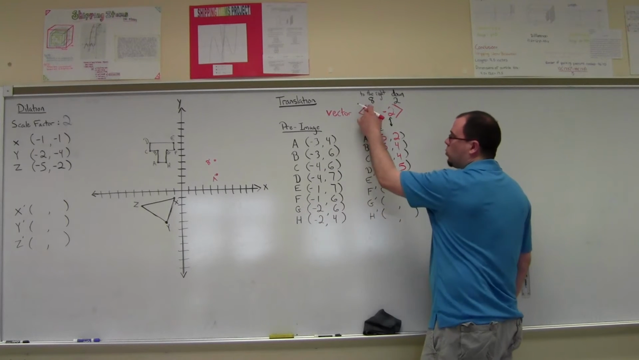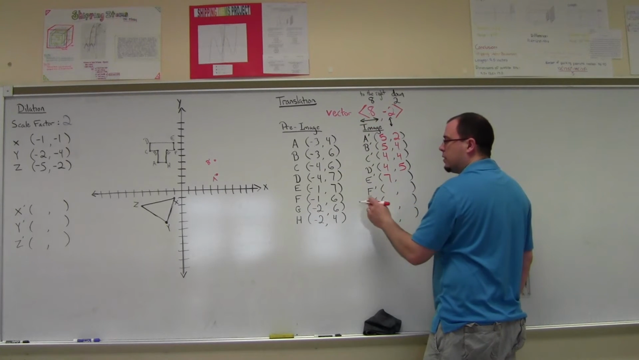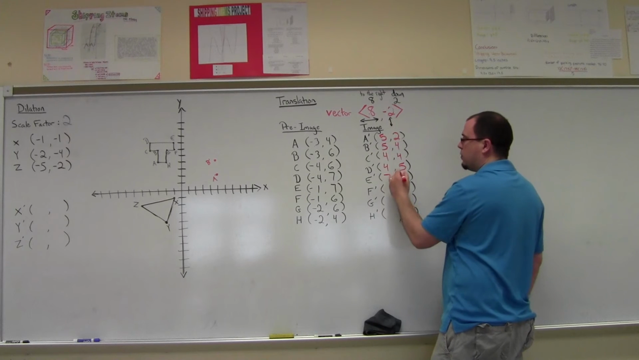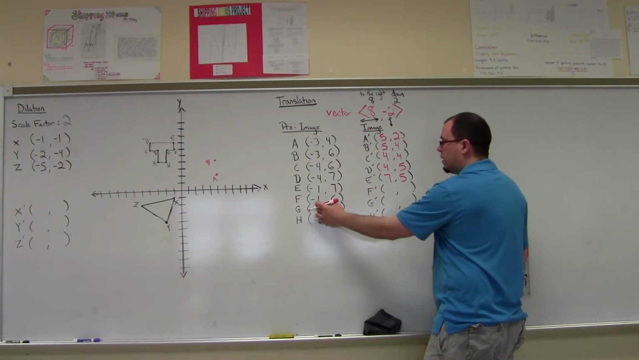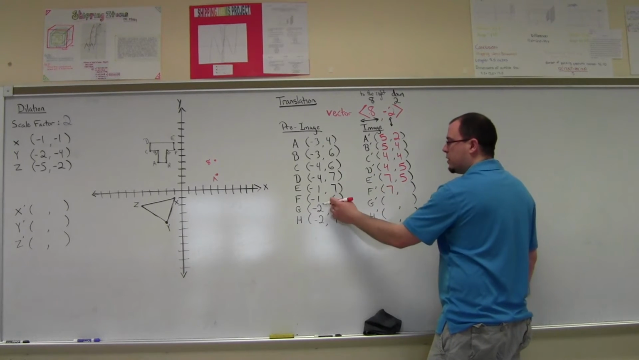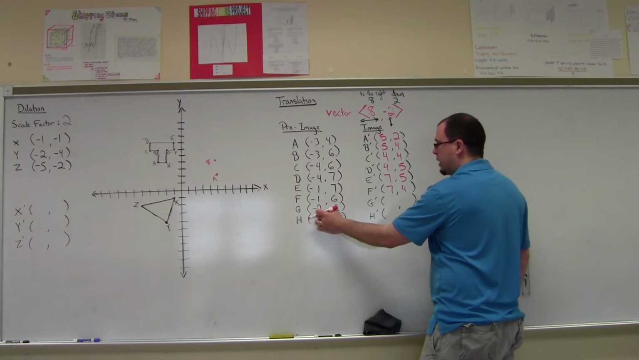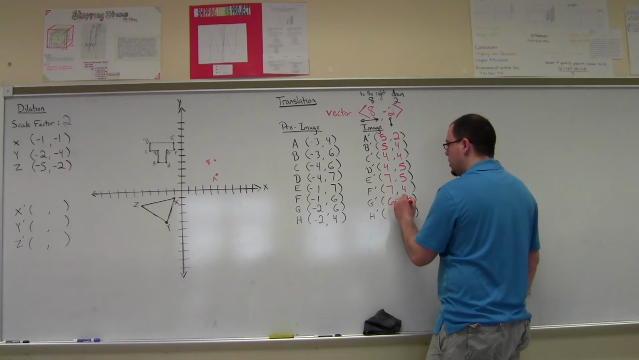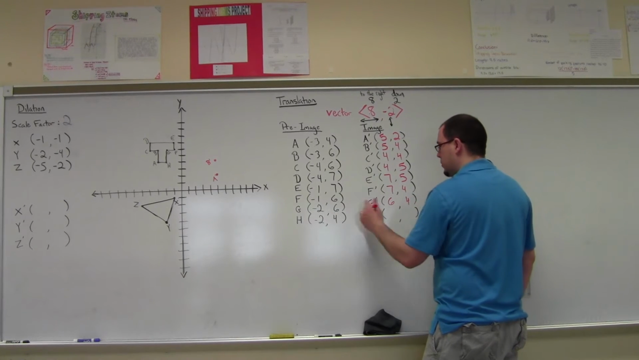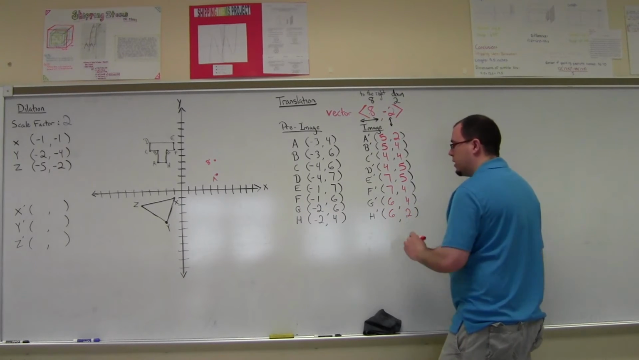Again, with E, negative 1 plus 8 is going to give us 7. 7 plus negative 2 is going to give us 5. Negative 1 plus 8 is going to give us 7. 6 plus negative 2 is going to give us 4. Again, same thing here. We get 6. We're going to get 4. We get 6 again. We're going to get 2.